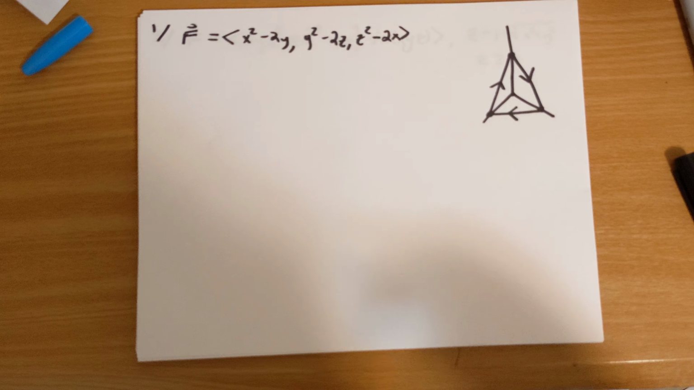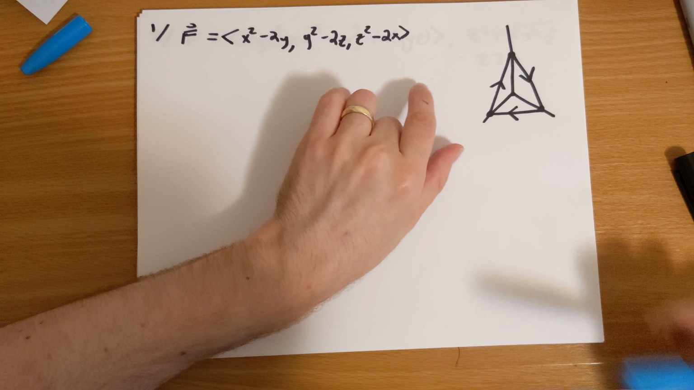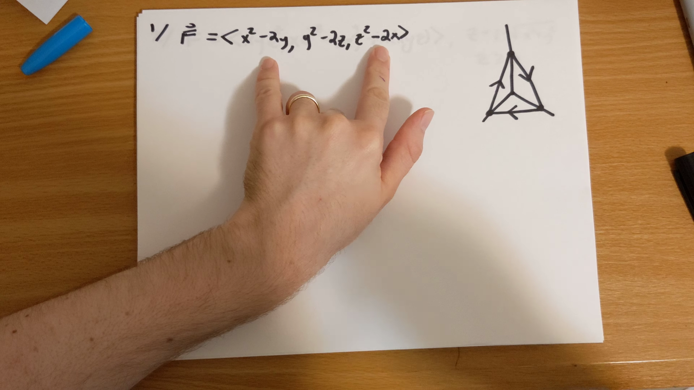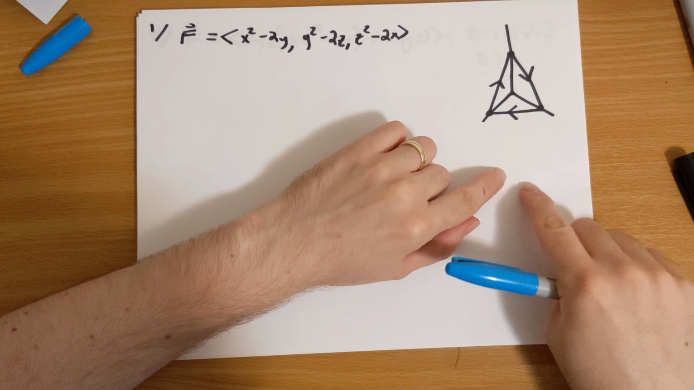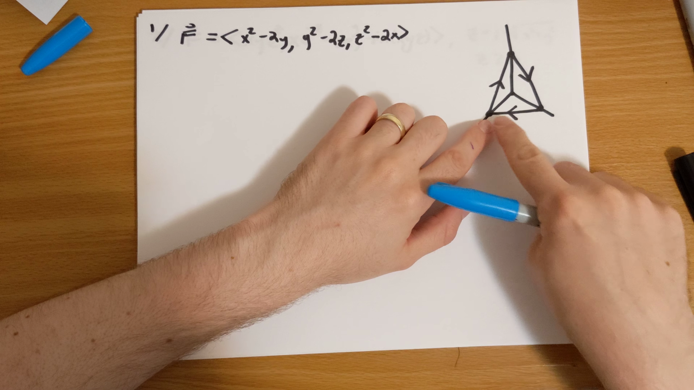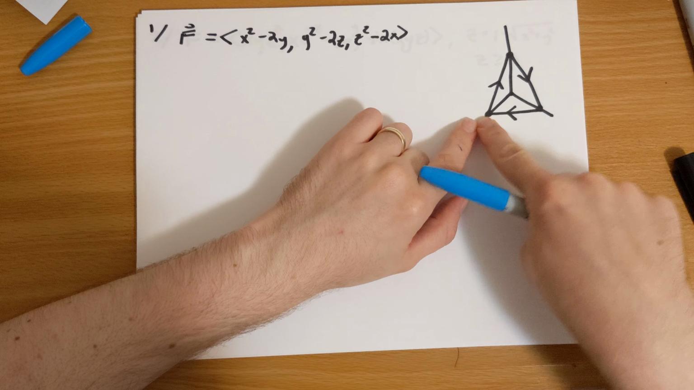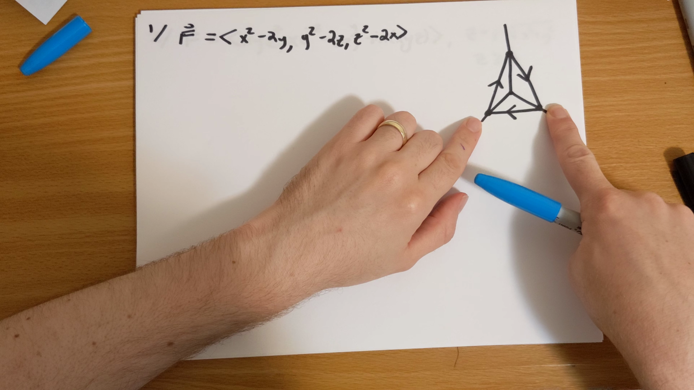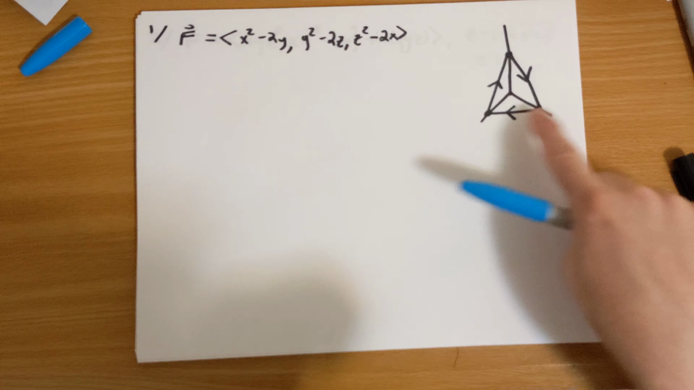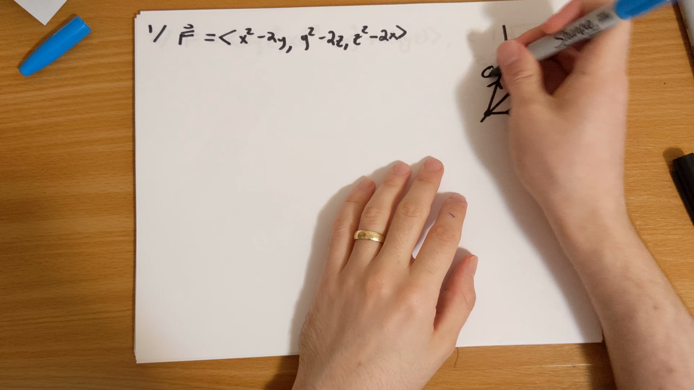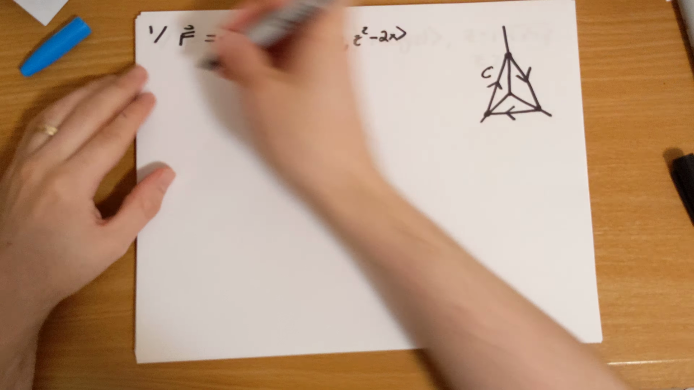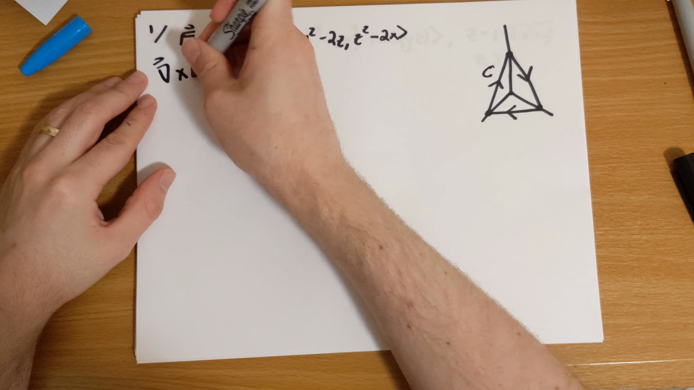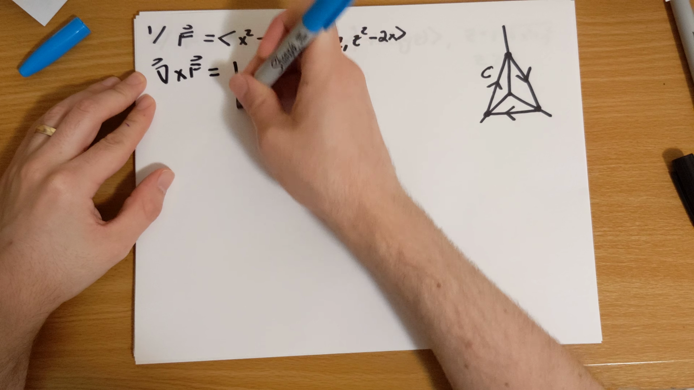Problem number 1. For this problem, we're given this vector field, F, right here, and C is the oriented closed curve between (1, 0, 0), (0, 0, 1), and (0, 1, 0). 3 straight line segments is C. We're asked a bunch of questions here. Part A is the curl of F.